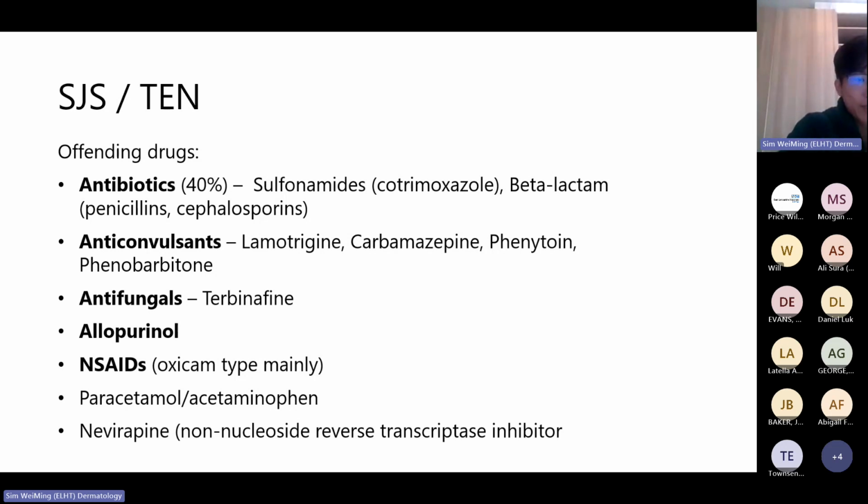Just remember the 4 A's: antibiotics, anticonvulsants, antifungals, allopurinol, and then NSAIDs, which are commonly incriminated in a lot of problems. And in the case of SJS and TEN, again, antibiotics in the form of sulfonamides. I know there are other different non-antimicrobial sulfonamides. For this context, just remember the sulfur-containing ones, like cotrimoxazole for antibiotics. You've got beta-lactam antibiotics as well, penicillin, cephalosporins, anticonvulsants, lamotrigine, carbamazepine, phenytoin.